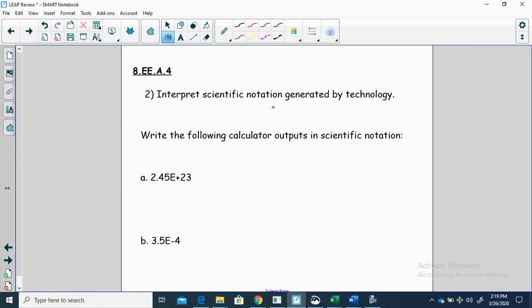And then interpret scientific notation generated by technology. Let's look at these. These are calculator outputs. We want to write them in scientific notation. This E means times 10 to the. So this simply means 2.45 times 10 to the positive 23, that's a positive 23 value. How about this one? 3.5, and that E means times 10 to the. And here we've got a negative 4.